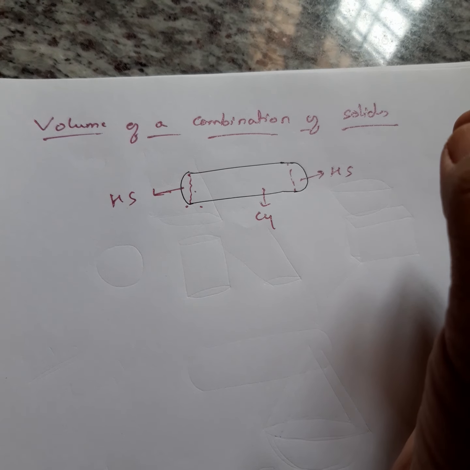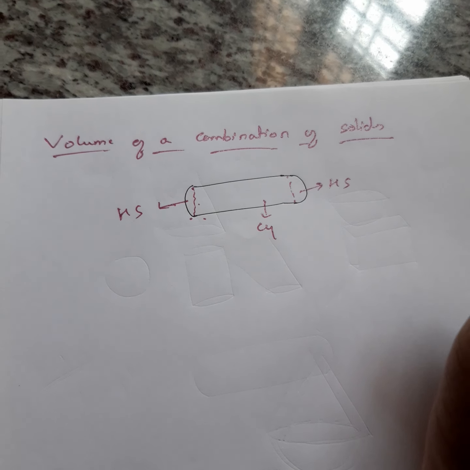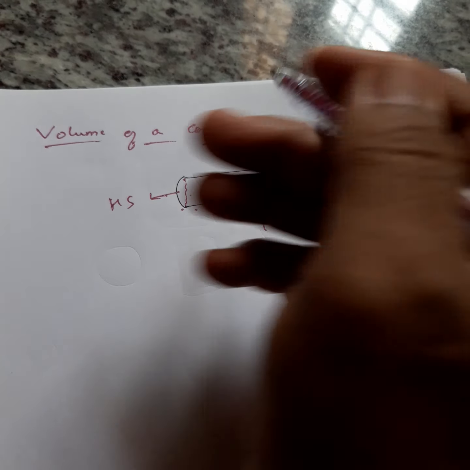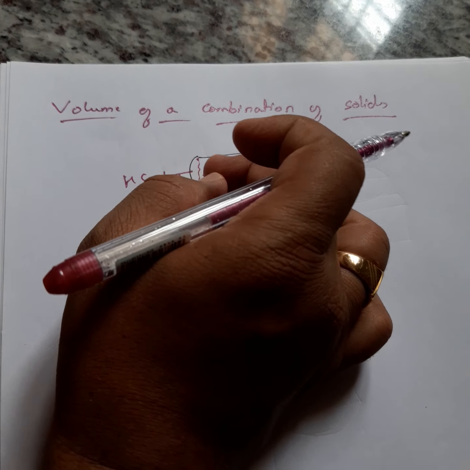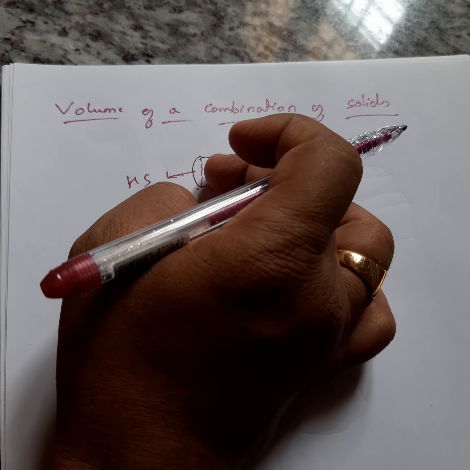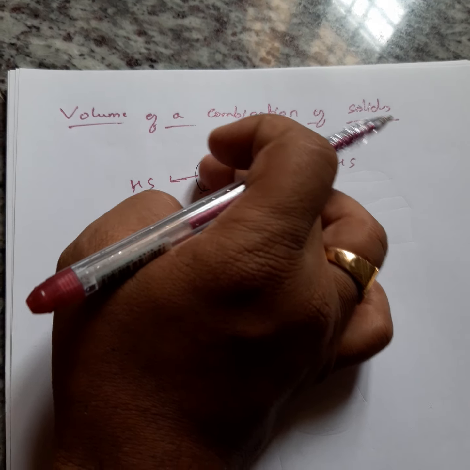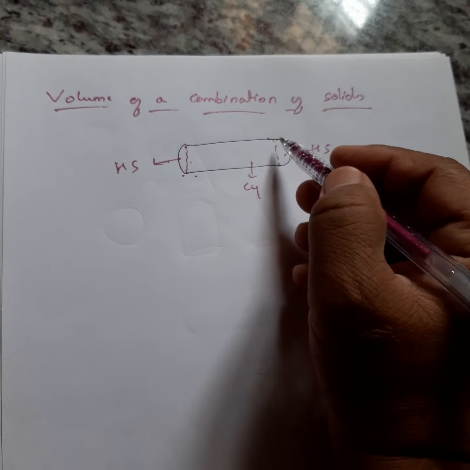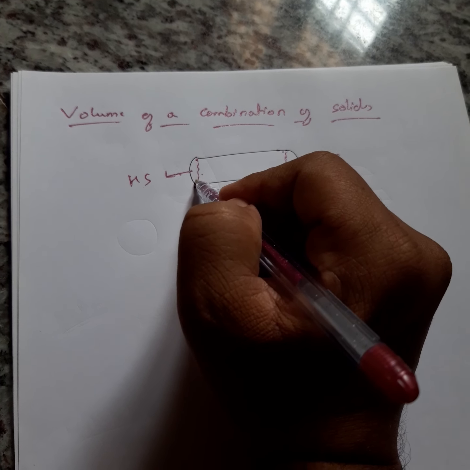But it is not the same case in the surface area. What will be done in the surface area? The circle part which is inside the tanker is getting immersed or combined with the hemisphere. So that particular part will go off. But while finding the volume, that particular circle part will be considered.